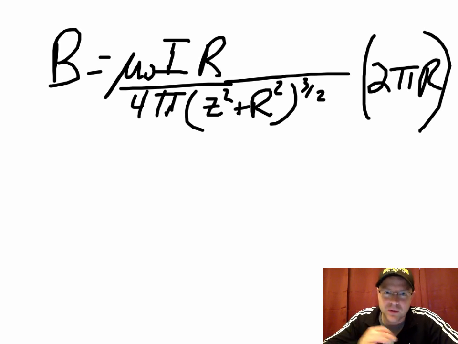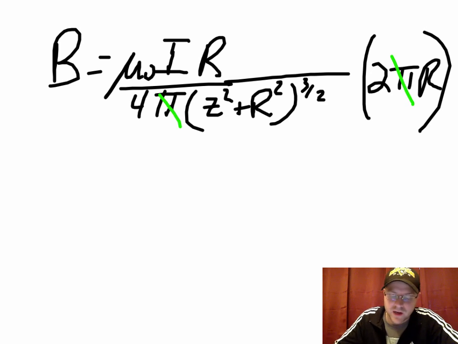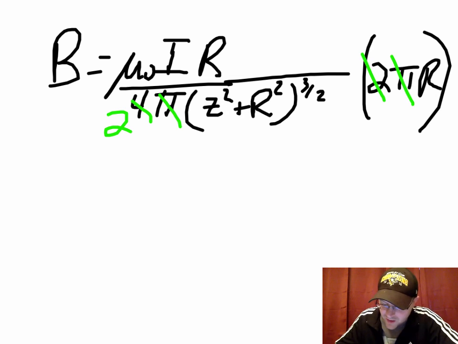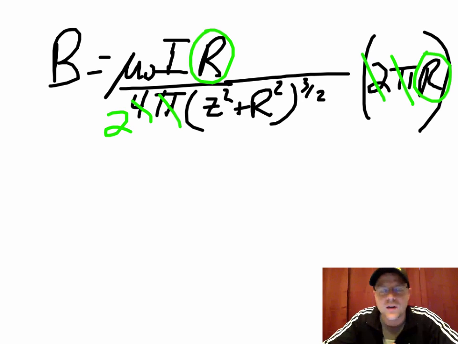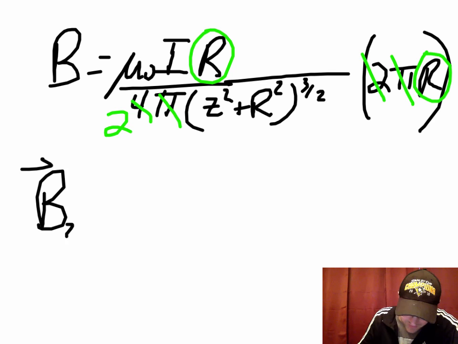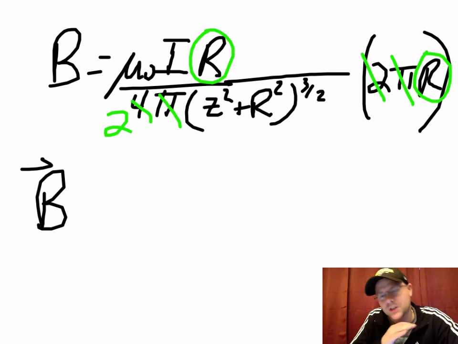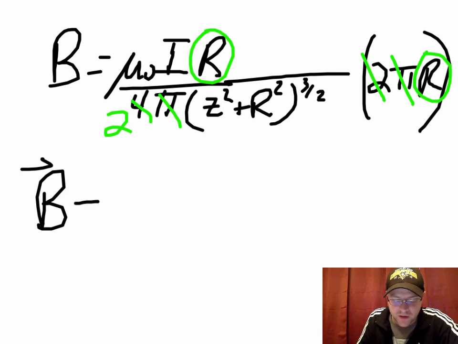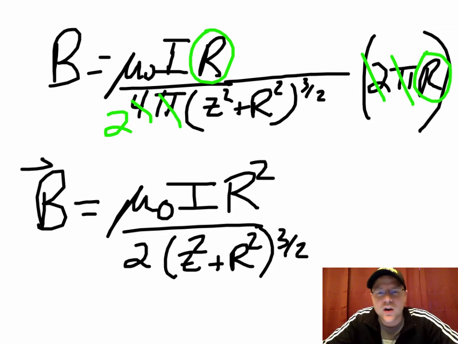A couple things are going to be able to cancel for me. I'm going to be able to get rid of a pi, I'm going to get rid of a 2, and I'm going to be able to combine my 2 R up top. So the magnetic field in the z direction, along the axis away from a current carrying loop, gives you mu 0 I R squared over 2 times (z squared plus R squared) to the 3/2 power.